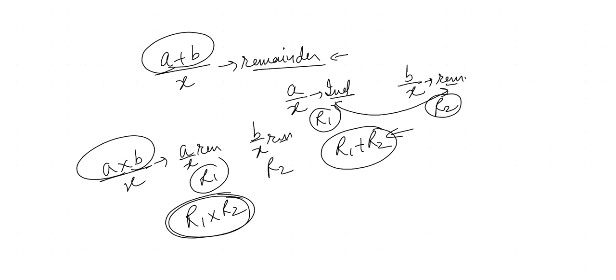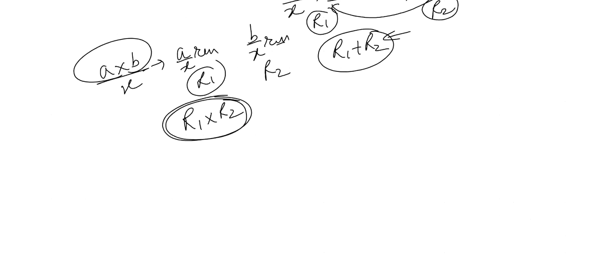Some people will need to divide R1 plus R2 by the divisor again. Let's say it might happen that after multiplying or adding the remainders, for example, we have 12 into 13 by 9. So 12 by 9 remainder would be 3. 13 by 9 remainder would be 4. The final remainder comes out to be 12, which is more than the divisor, which cannot happen. In that case, you divide it once more by the divisor and see what is the final remainder.